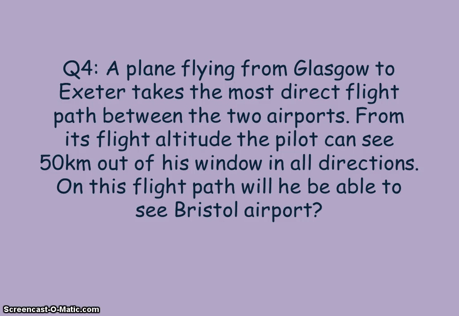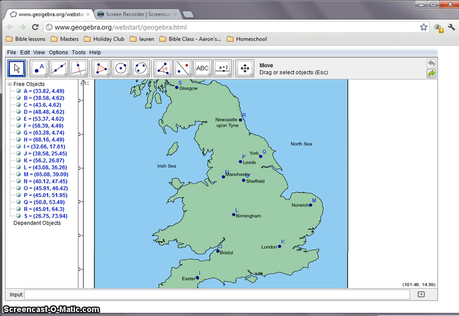Okay, question 4. A plane flying from Glasgow to Exeter takes the most direct flight path between the two airports. From its flight altitude, the pilot can see 50 kilometres out of his window in all directions. On this flight path, will he be able to see Bristol Airport? Well, let's go back to another blank version of our map.